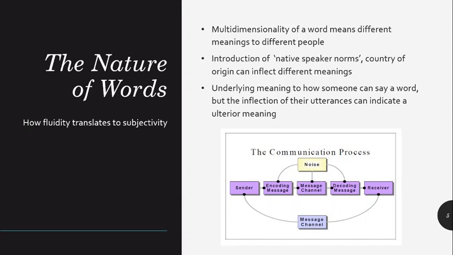Basically, language is multi-dimensional, meaning if I say orange, two people can think of two different things, one of the color orange and one of the fruit orange. Knowing the word kind of has the fullest range of meanings possible. The introduction of native speaker norms of a country can inflect different meanings.